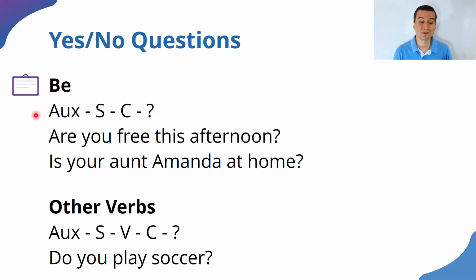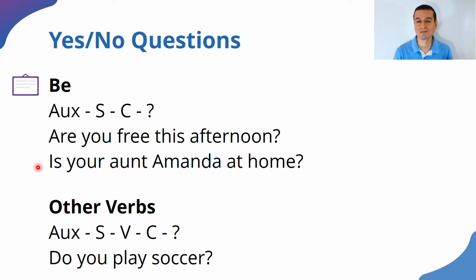For example, we say, are you free this afternoon? Are is the auxiliary, you is the subject, and then we have the complement, free this afternoon. Or, is your aunt Amanda at home? Is is the auxiliary, and your aunt Amanda is the whole subject. It is like saying, is she at home? All right. That is with the verb be.